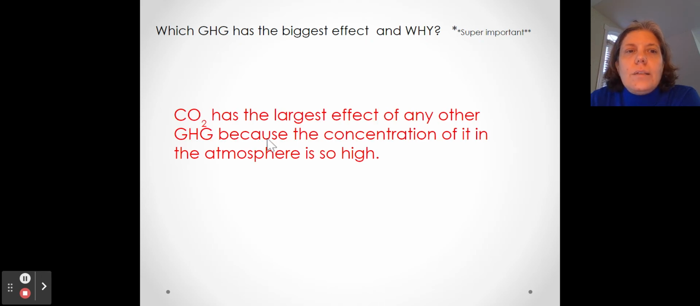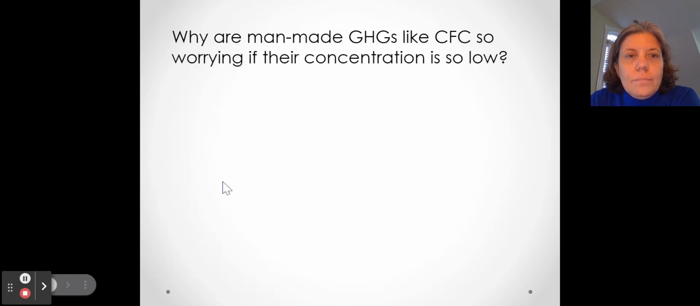And the answer to that is CO2. The reason is it has the largest effect of any other greenhouse gas because the concentration of it in the atmosphere is so high right now, and it's going up very, very quickly. So it doesn't have the greatest warming potential, but we just have more of it than anything else. And so that's why when you hear about controlling climate change and global warming, you mostly hear about CO2.